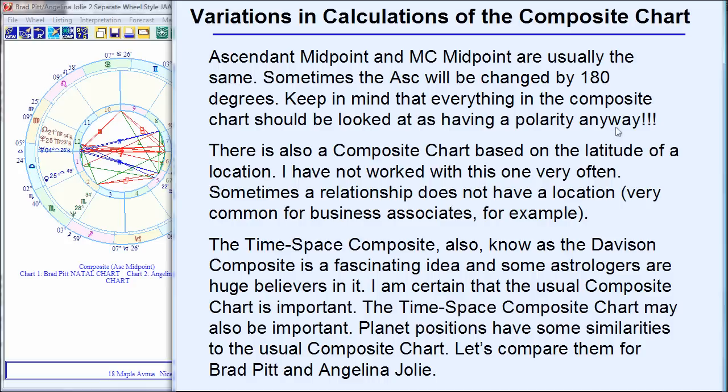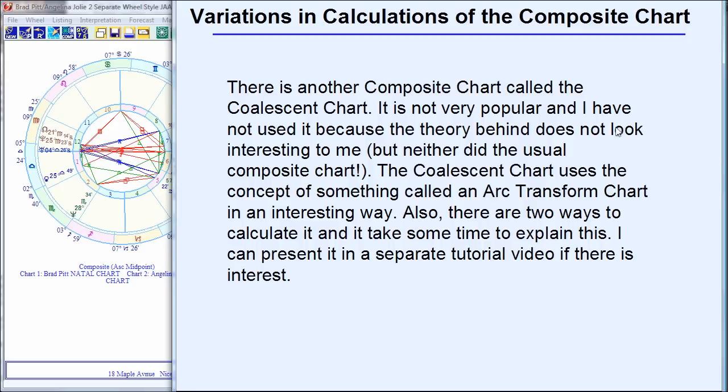But some people debate, and they'll say, which one is right? Well, from my viewpoint, the normal one is definitely right. And I haven't worked with the time-space a lot, but I respect the opinion of astrologers who say that it also works.